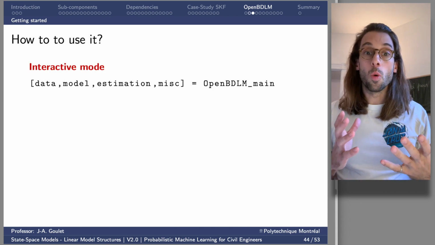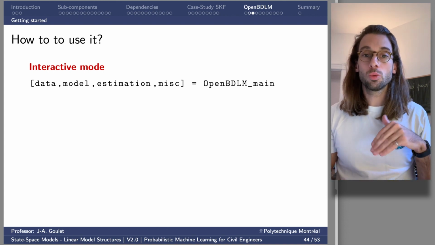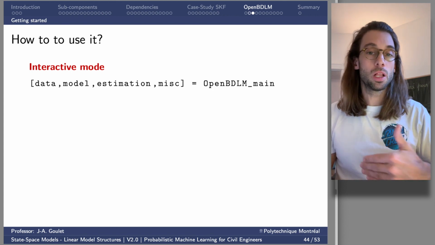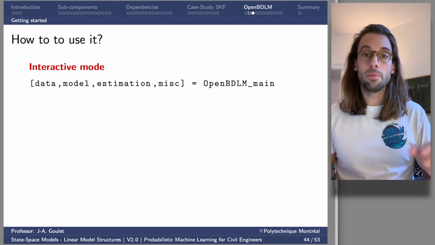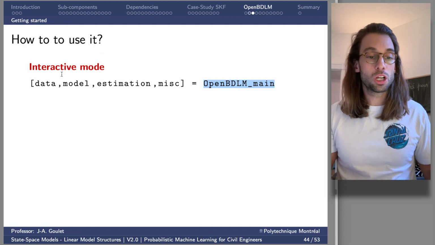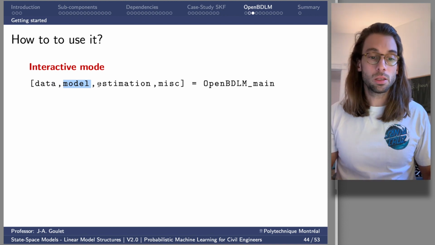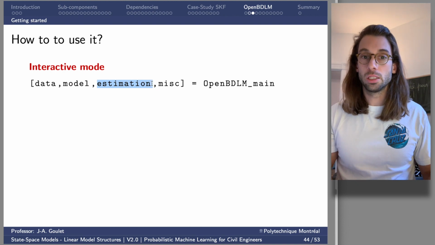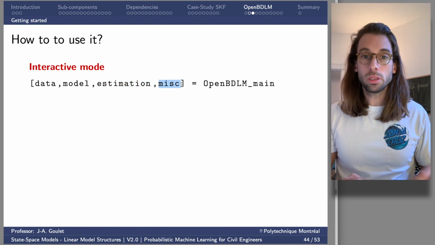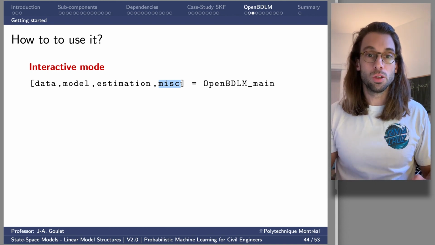So how do we use OpenBDLM? We have 3 different modes. The first mode is the interactive mode. You don't want to work with a config file. You just want to interactively build everything and go through all the steps, guided by OpenBDLM itself. To do this, you directly call OpenBDLM main. And you have some optional outputs: the data itself, the model with all the specificities of the model you have built, all the estimations for your hidden states, and a MISC variable that defines the specific analysis you are doing in the instance where you use OpenBDLM.